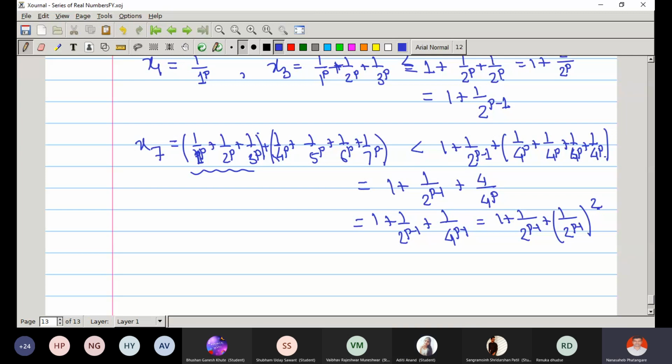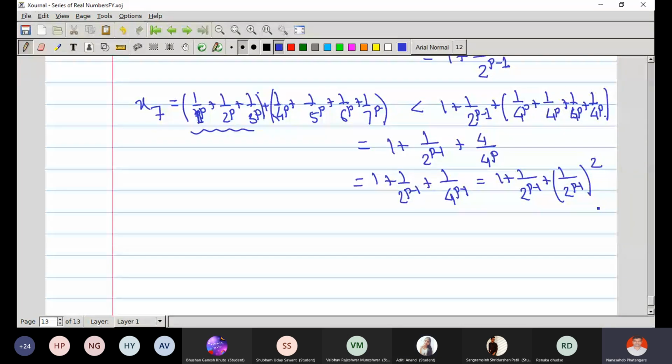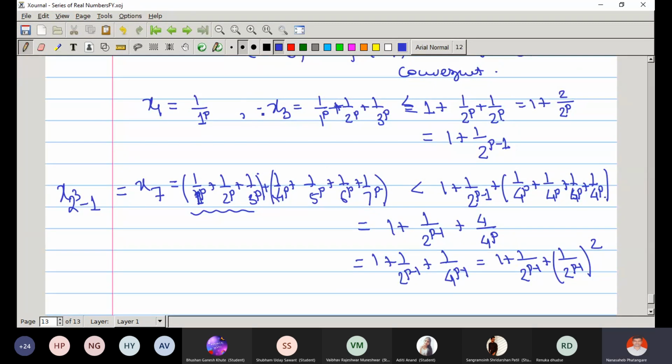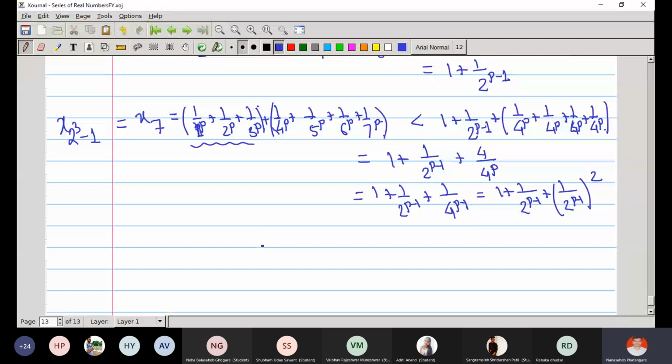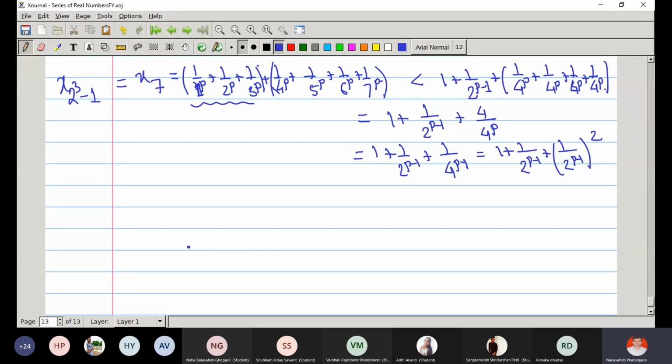Yes, sir. Right. So I want to express it in terms of 1 upon 2 to the power p minus 1. Fine. But what is x7? x7 is x of 2 to the power 3 minus 1. All right. And what is x3? x of 2 to the power 2 minus 1. And what is x1? x of 2 to the power 1 minus 1. Now do you understand which subsequence I am looking at? What is my nk?